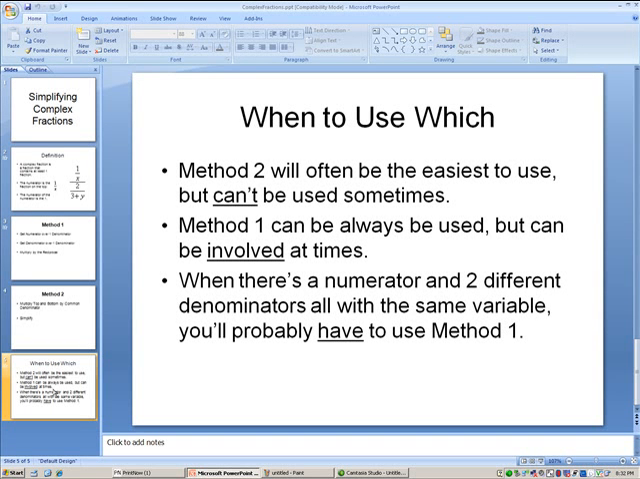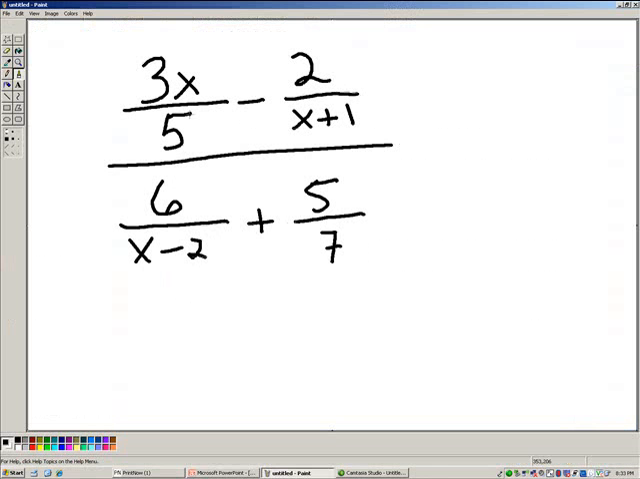When there's a numerator and two different denominators all with the same variable, that's when you'll probably have to use method 1. And I can show you an example of that real quick. So in this example, you've got 3x over 5 minus 2 over x plus 1, all over 6 over x minus 2 plus 5 over 7.